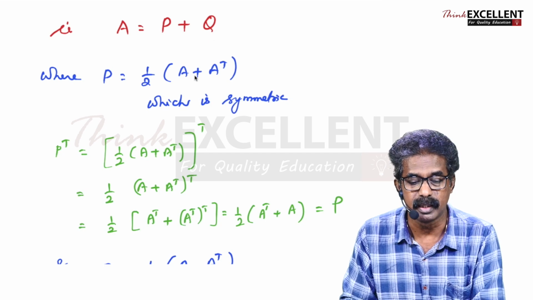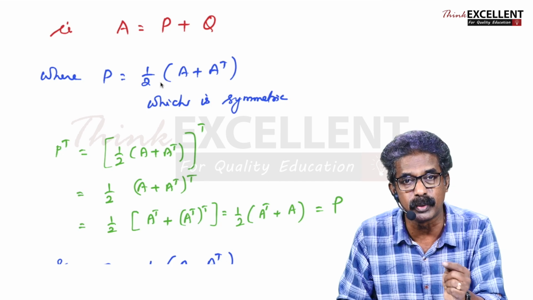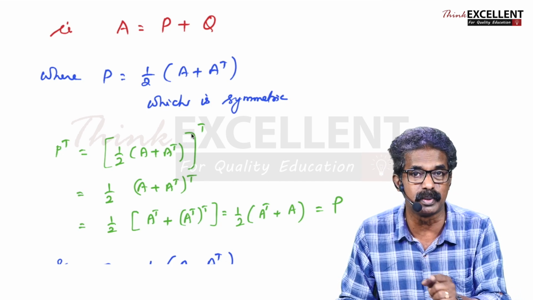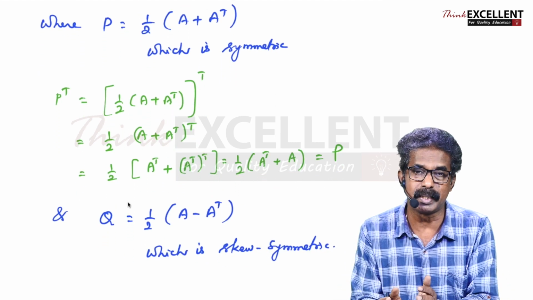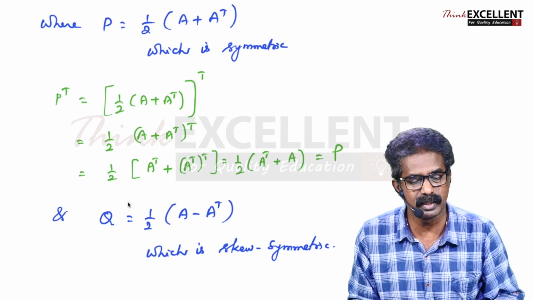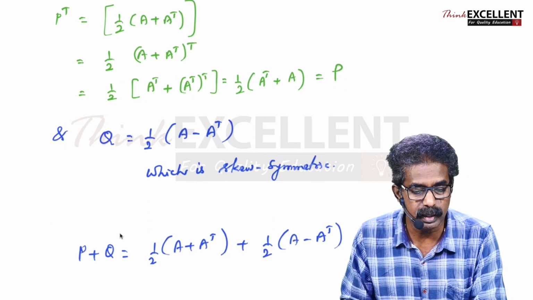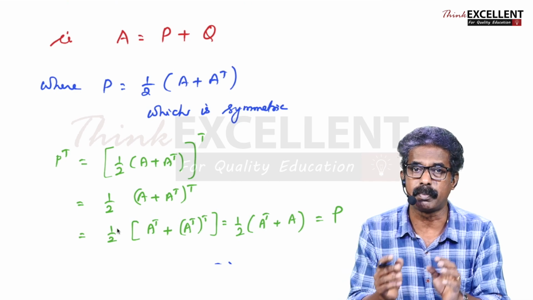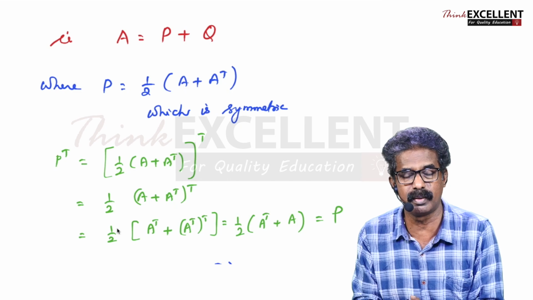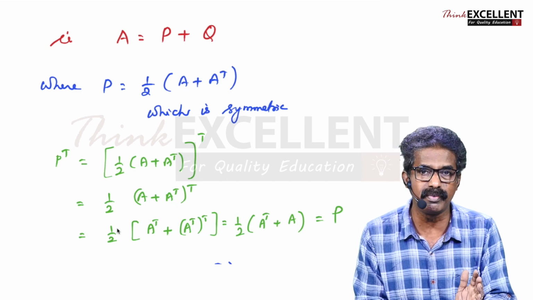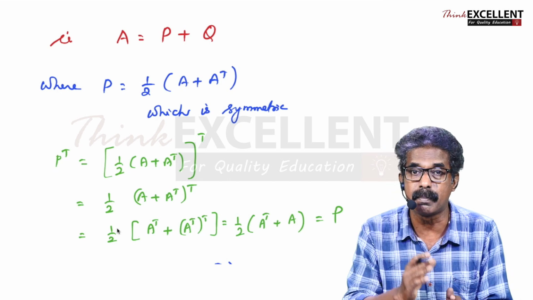So A equals P plus Q, where P is half into A plus A transpose, which is symmetric, and Q is, instead of plus you put minus, half into A minus A transpose. In the same way you can prove Q is skew symmetric. For that you take Q transpose, and you will get minus Q. That proof you can try. So remember, every square matrix can be expressed as a sum of two matrices. One is symmetric, another is skew symmetric. The symmetric matrix is half into A plus A transpose, and the skew symmetric matrix is half into A minus A transpose.